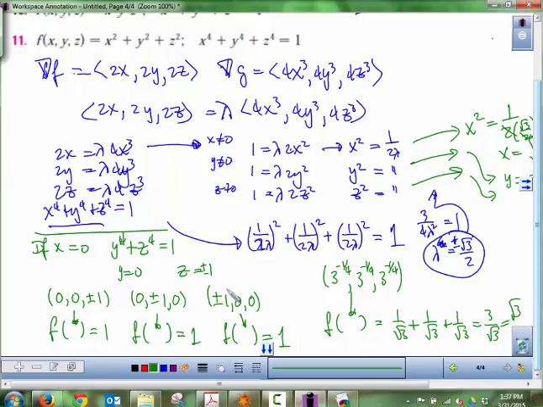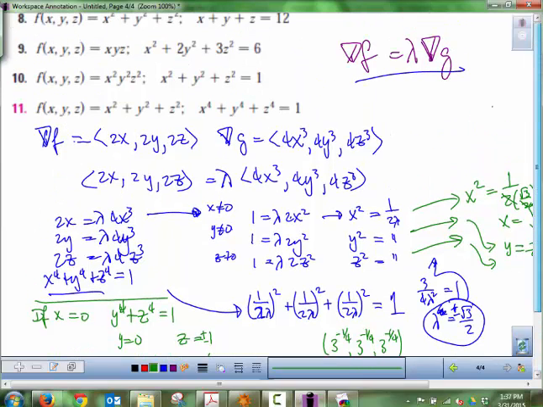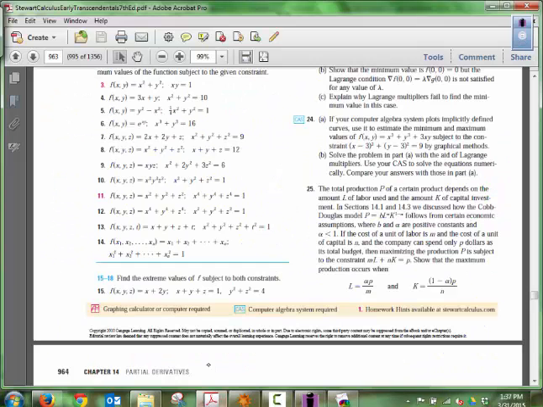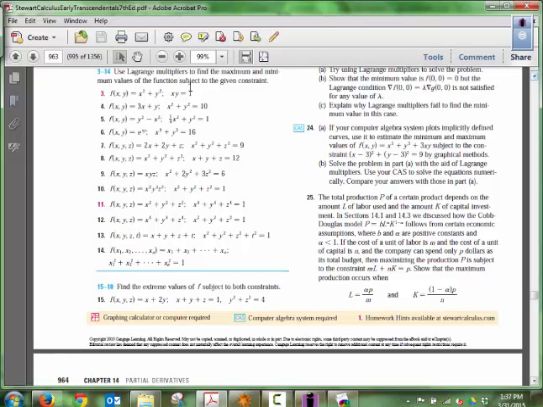Which is bigger than 1. So it looks like this is a maximum. And then the other 3 would be minimums. Yeah? Or the other 6. Lagrange, find the maximum and minimum value of these functions. So I suppose, yeah, it would be.